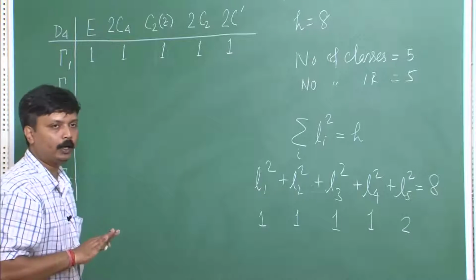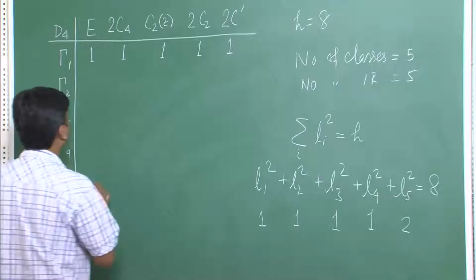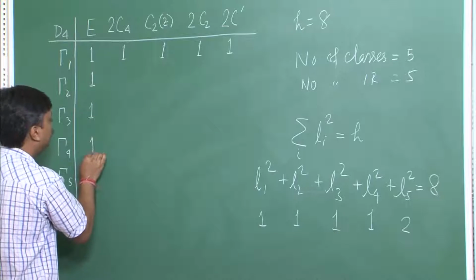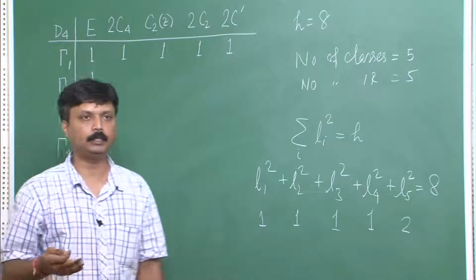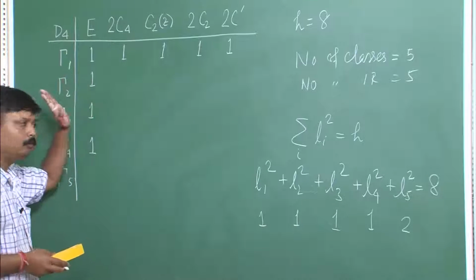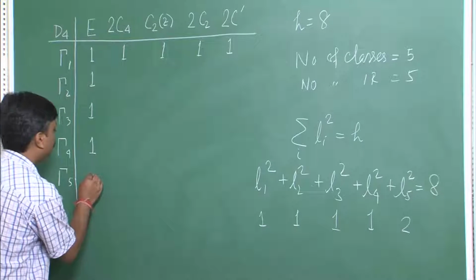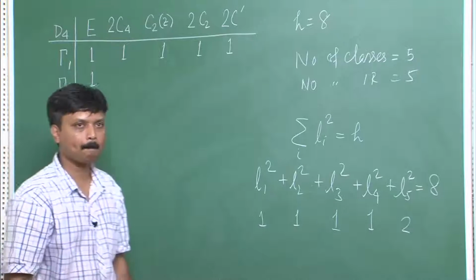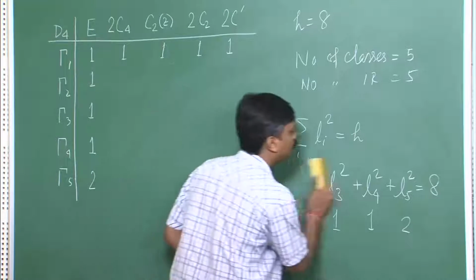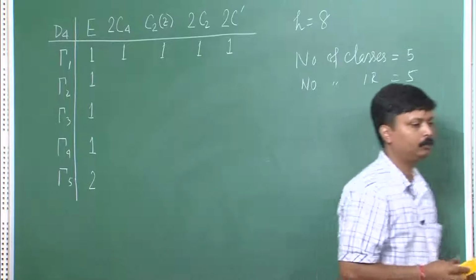Now, what else do we know so far? That there are 4 one-dimensional irreducible representations and one two-dimensional representation. Dimensionality is given by the character. The dimensionality of any representation, reducible or irreducible, is given by the character corresponding to the identity operation. Okay. So, this much we can write. Now, we have to fill out the rest of the places.